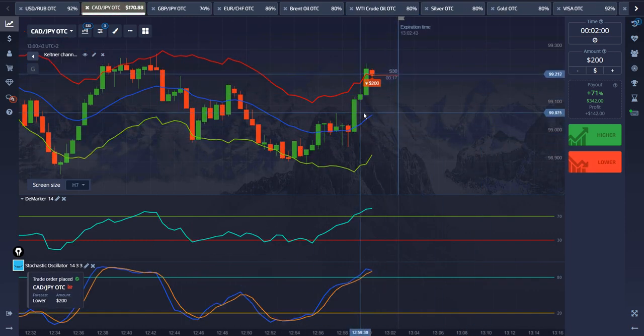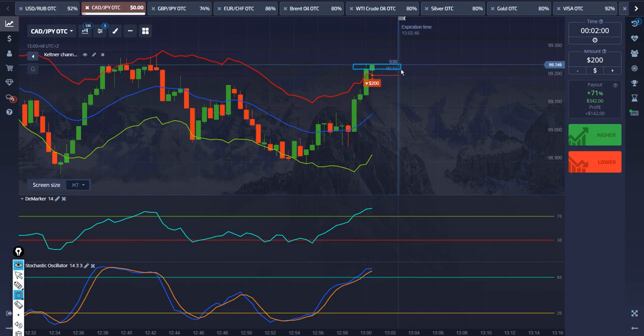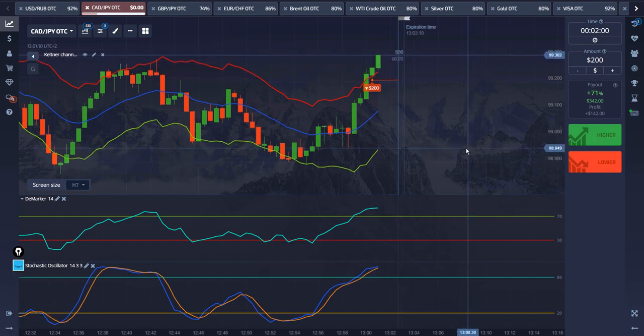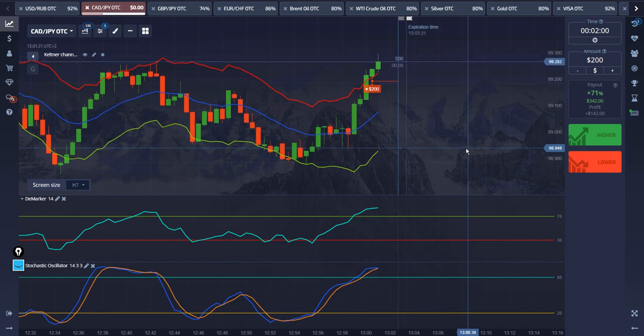This is a good moment for put option trades, as the green candle has closed above the upper Keltner channel line, and the stochastic oscillator is in overbought condition and the DeMarker indicator is also in overbought condition, confirming the entry signal for the put option trade.